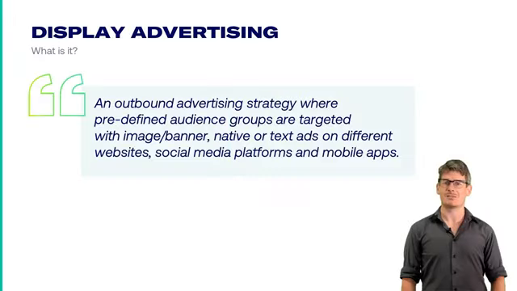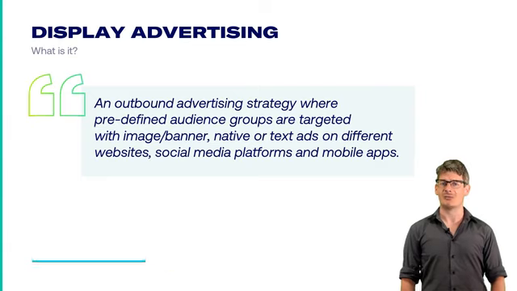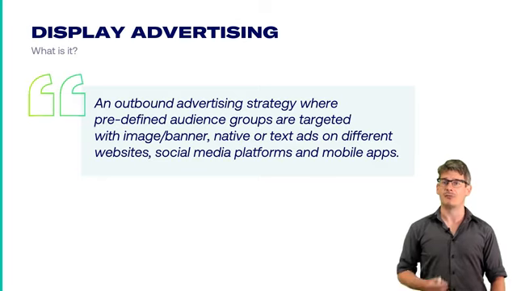So digital display advertising, what exactly is it? Well, it's an outbound display advertising format where you target predefined audiences with images or banners. There's also native ads and text ads in the mix in there. You target them on different websites, on social media platforms, and also on mobile apps. Very important here, outbound advertising is a concept where the advertiser targets the audience and sends their message out to them, as opposed to something like inbound, which would be search, where the audience comes to you. So there's a key difference between the type of marketing that display is. It's an outbound advertising format.